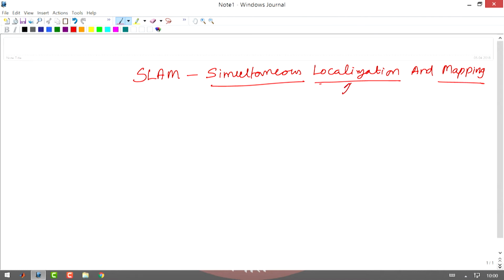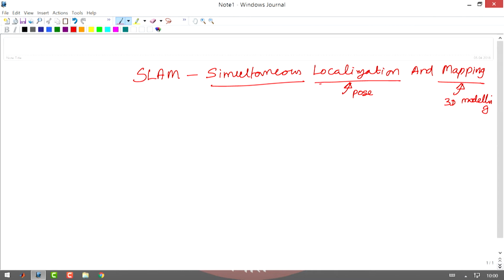Localization is to estimate the pose of the camera in augmented reality, to estimate the pose of the user, where exactly he is, and mapping is to have a 3D model of the environment, so that we can overlay the virtual objects onto the physical environment in the camera images.